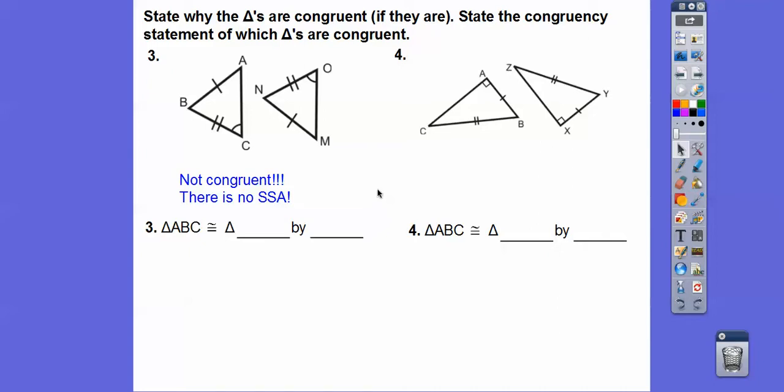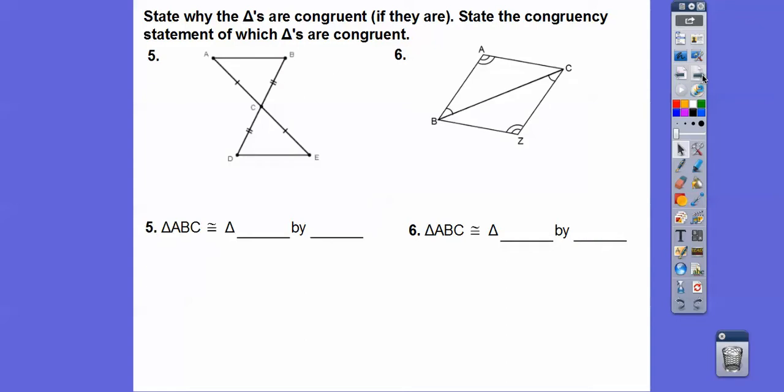Okay, now it only works if it's a right triangle. If it's a right triangle, the hypotenuse is always opposite the right angle. So here we have a hypotenuse and leg. Here we have a hypotenuse and leg. So these are congruent by HL, hypotenuse leg congruency. So ABC: we go from right angle to 1 dash to 2 dashes, so right angle to 1 dash to 2 dashes, that's going to be X, Y, Z, okay? All right, we've got a couple more.